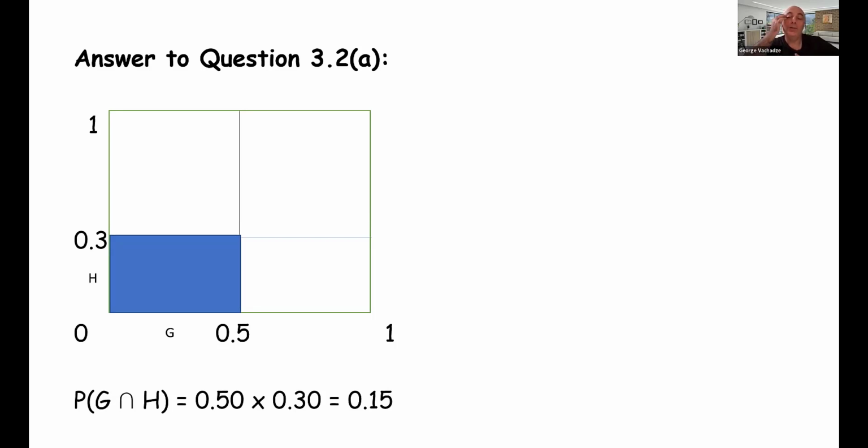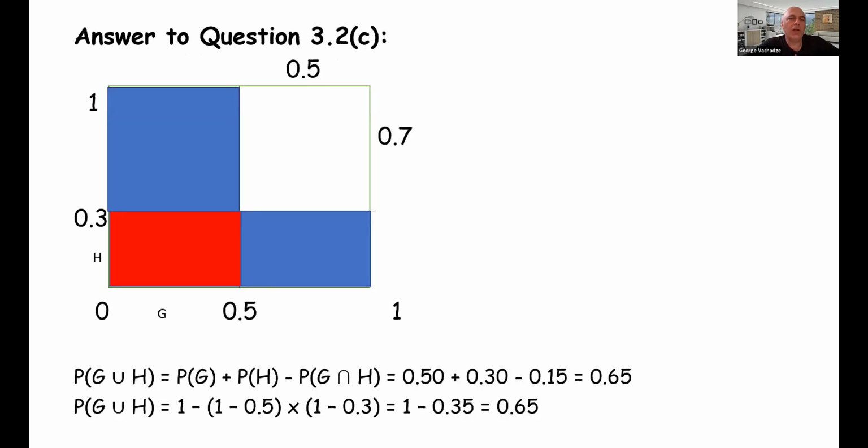Okay, so don't get confused with the calculation of percentages, because 50% translates as 0.50, 30% translates as 0.30. The product of those two numbers is 0.15, which is 15%. Okay, so that answers question 3.2a. Now let's look at the next question.